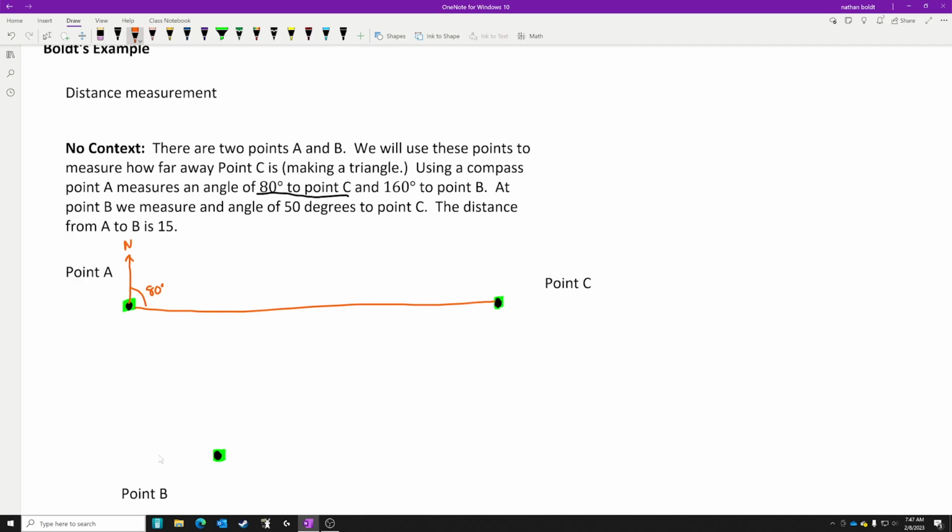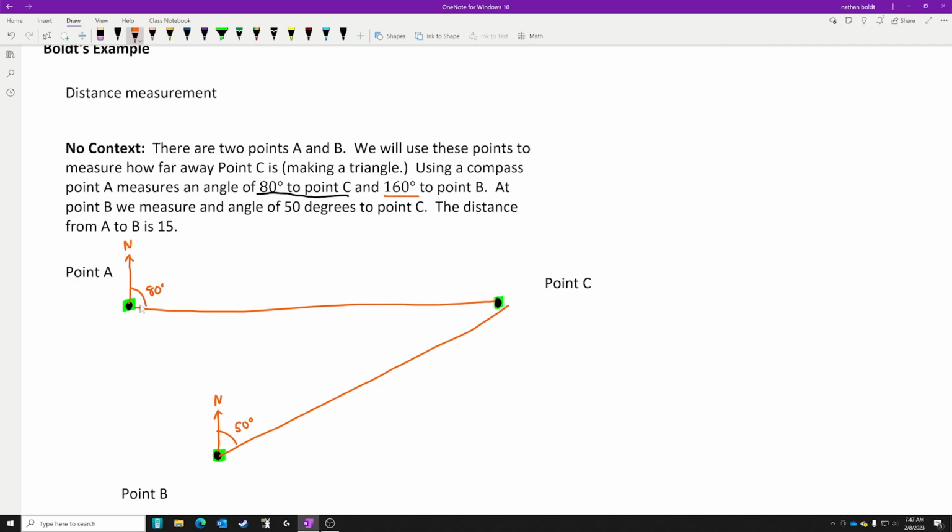All right, at point B, we measure an angle of 50 degrees to point C. So again, this is measured off of north. When we do our angle to point C, this angle right here is 50 degrees. Then, let's see, I missed one, didn't I? Yeah, I missed the 160.